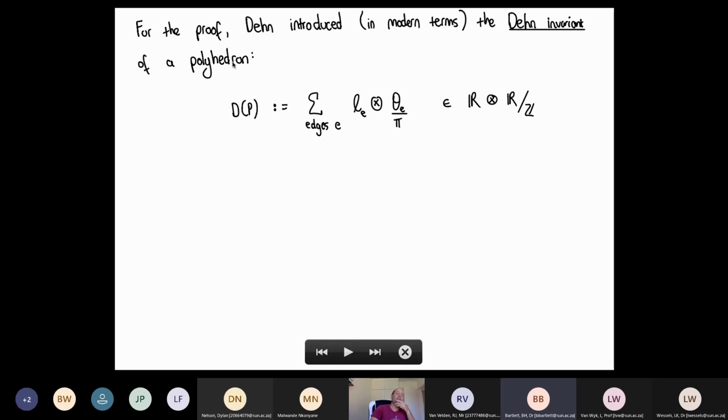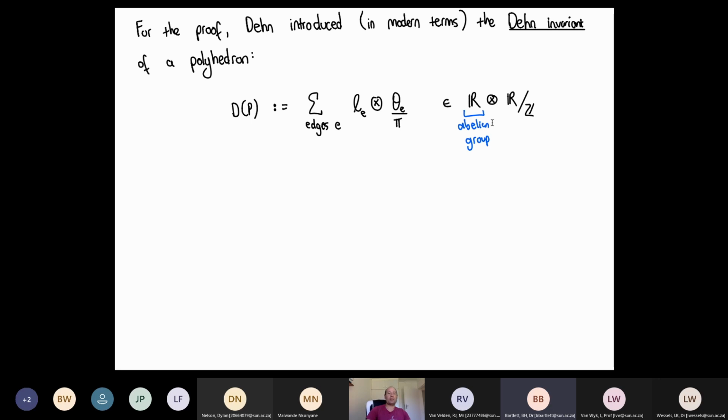Okay, now where does this quantity live? This quantity lives in a certain abelian group, namely the tensor product of the abelian group R with the abelian group R mod Z. Now, the reason why I chose this talk is because this gives you an introduction into abelian groups if you haven't seen them before. So let's try and explain this.